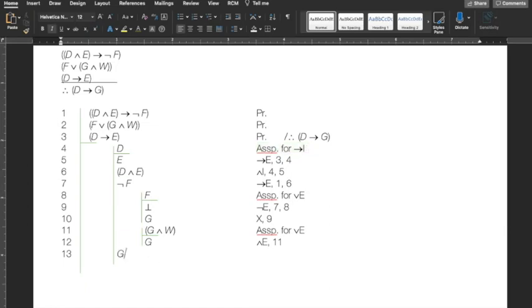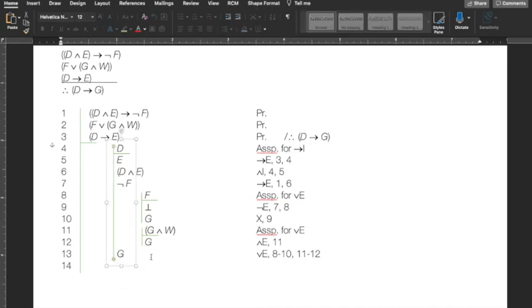So for this one, we get G by disjunction elimination by two subproofs. One is from lines 8 to 10, and the other is from lines 11 to 12. Since our disjunction elimination allowed us to conclude G, that was the consequent we were looking for all along.